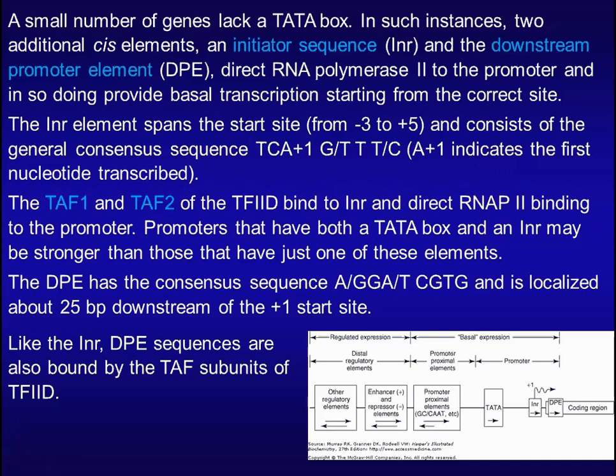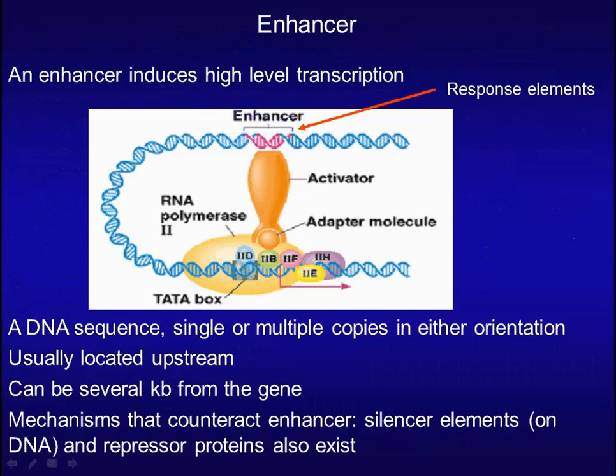DPE is about 25 base pair downstream of the transcription start site. Similar to initiator sequence, DPE sequences are also bound by the TAF subunit of TFIID. Sometimes we need a high level of gene expression, such as those genes that control embryonic development. This is achieved by enhancer.